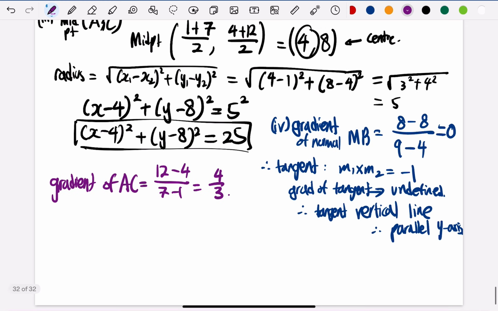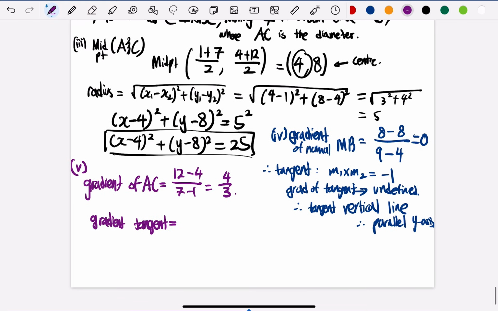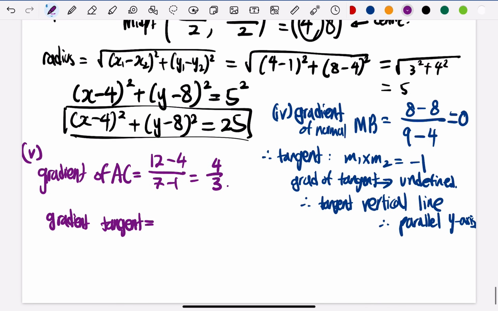From this, you can find the gradient of your tangent. Sorry, this is for part 5. For the gradient of your tangent, m1 times m2 equals -1. So in order to find my m2, I just take -1 divided by 4 over 3. I get this to be -3 over 4.